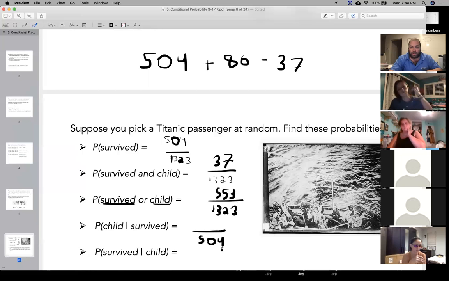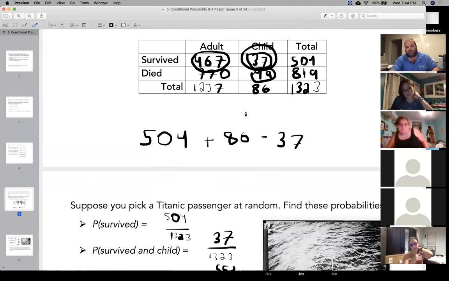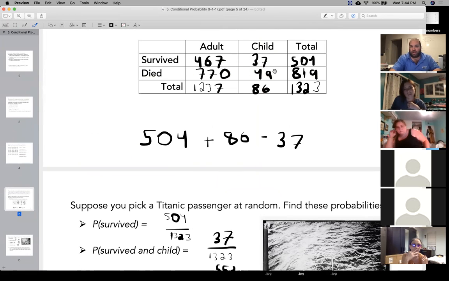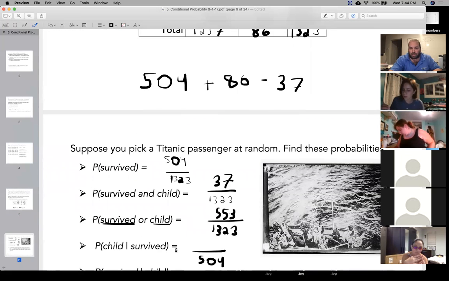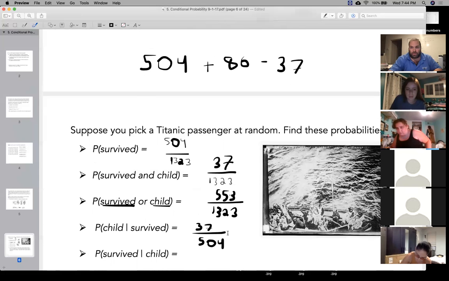Now, what I want you to do is mentally or physically cover the second row, because we're not considering that for this problem. We're only considering the 504 that survived. Of those 504, how many were children? 37. So the probability of being a child, given that you survived, will be 37 over 504. Now, do the next one on your own. The probability of surviving, given that you're a child.